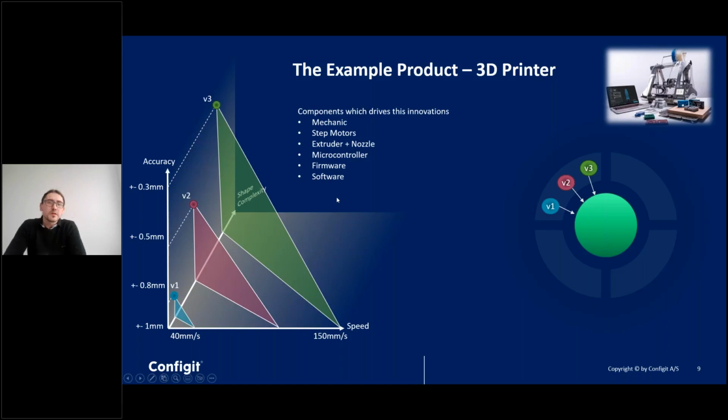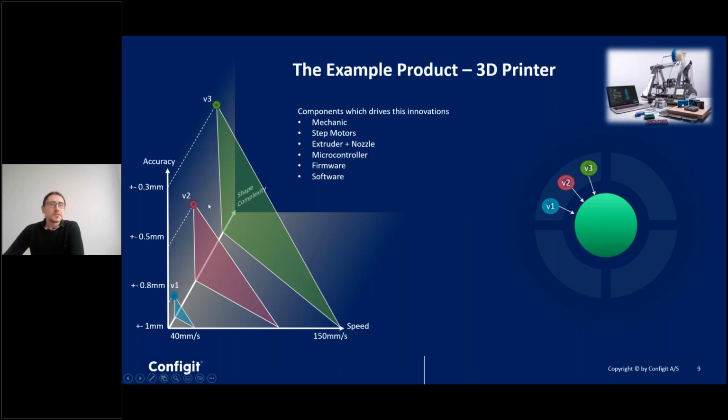So over the time, there are a couple of components which drive these innovations. So we maybe improve the mechanics, the motors, the extruder itself. We get faster microcontrollers, better firmware and software products installed. So all these elements help to improve in these different areas.